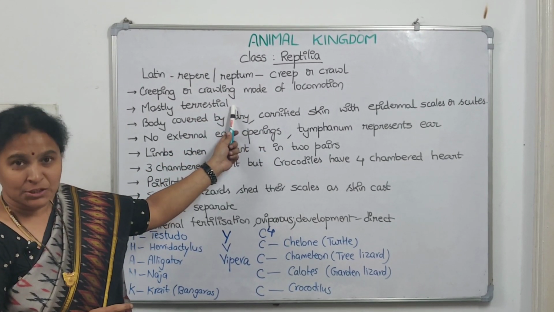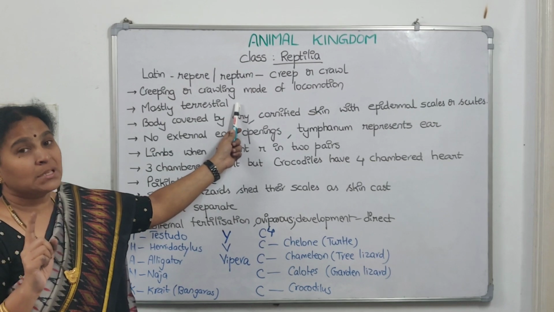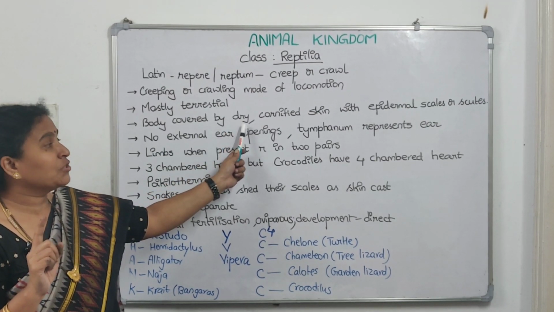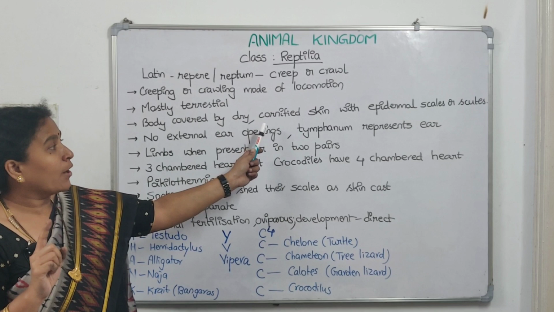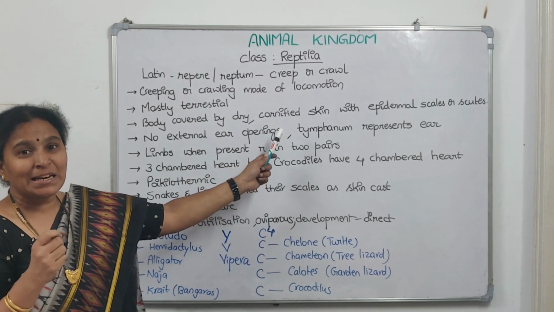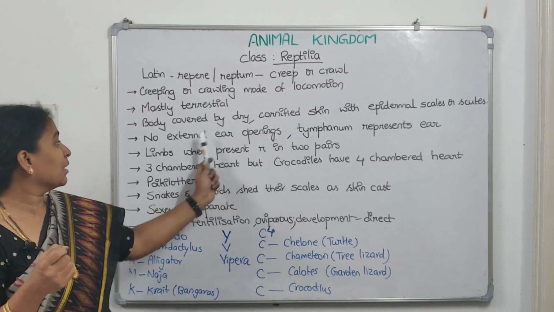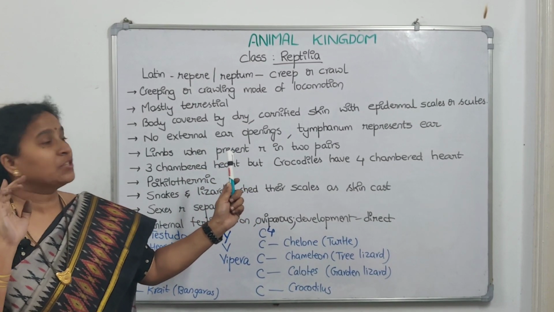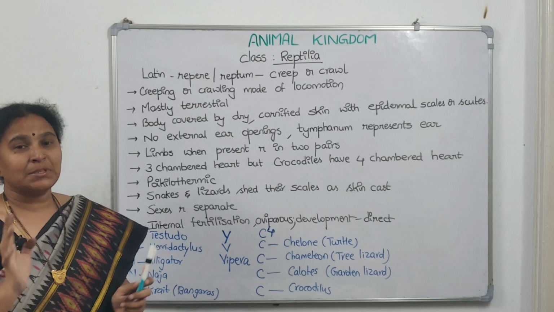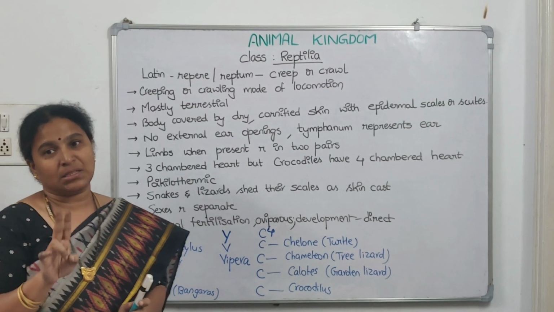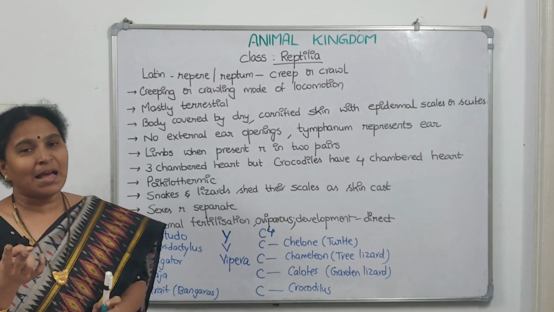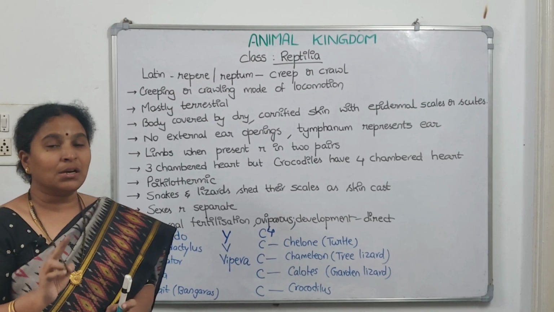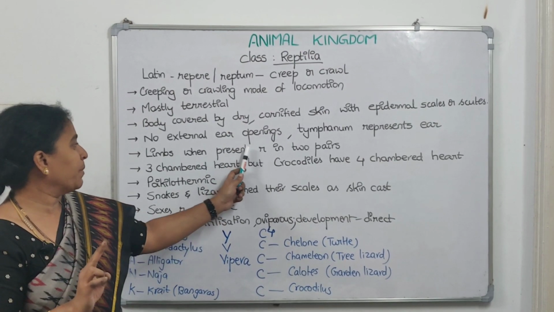In amphibians we said the skin is moist, here the skin is dry, with cornified skin having epidermal scales and scutes. In crocodile skin we can feel it. There is no external ear opening like us, it has just a tympanum which represents the ear. Limbs, if they are present, will be in 2 pairs since they are tetrapods, whereas snakes don't have limbs.